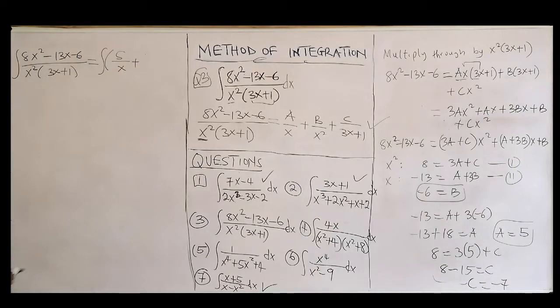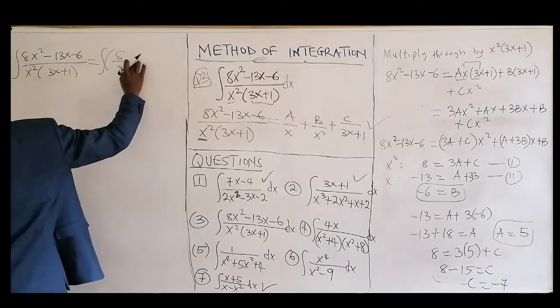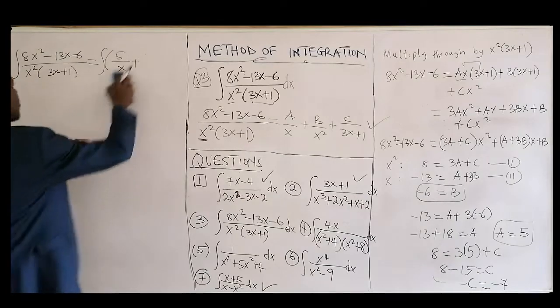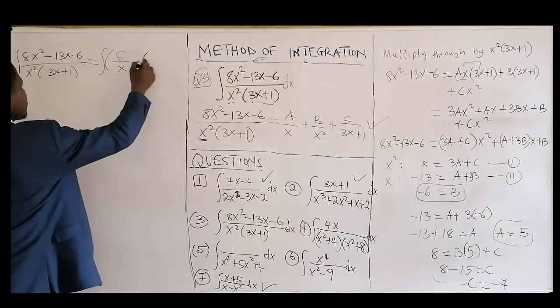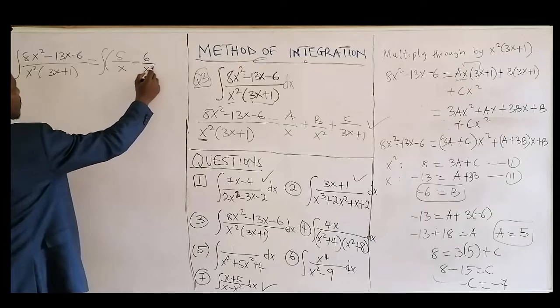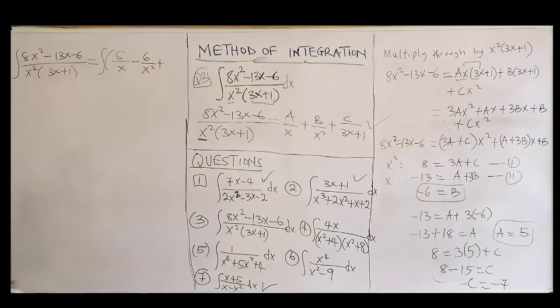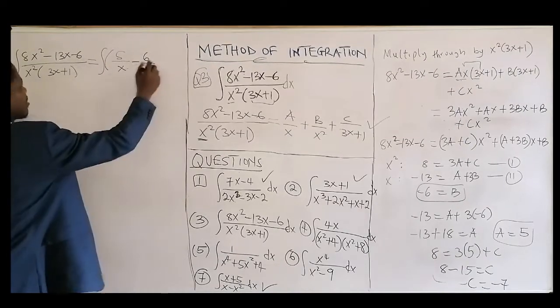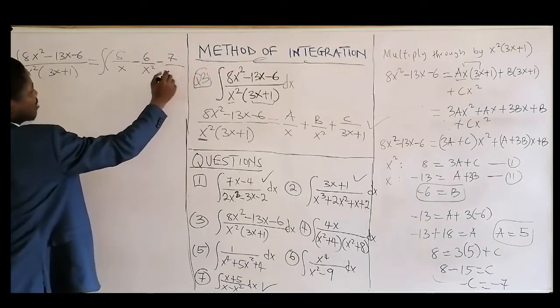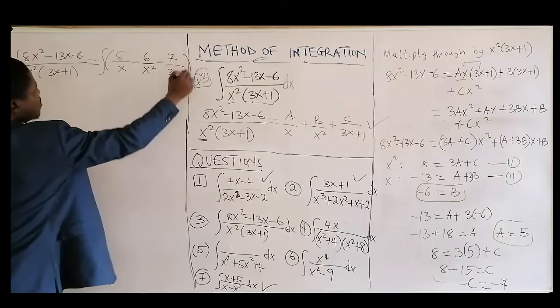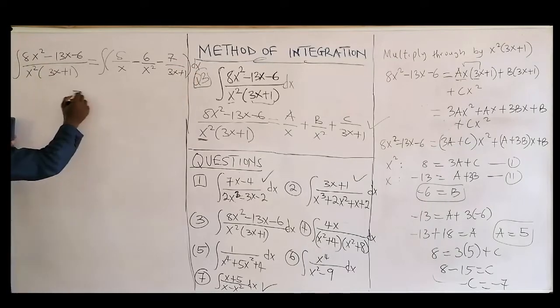B is minus 6, so this will turn to negatives. This will turn to negative minus 6 into bracket x squared, then plus c. And c is also minus 7, so this also will turn to negative. That is 7 over 3x plus 1 dx. So the answer will be equal to what?